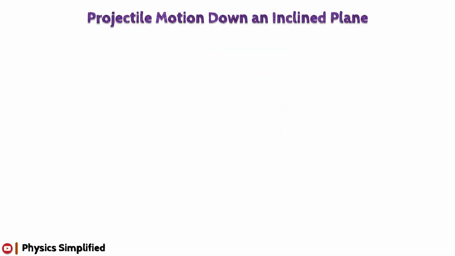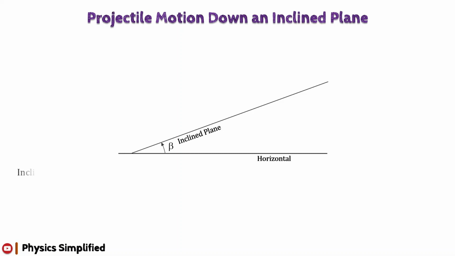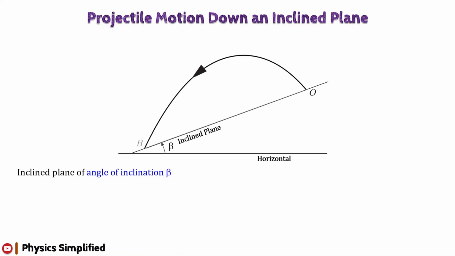Let us consider a plane, inclined at an angle beta with the horizontal, as shown in the figure. A projectile is fired from a point, say O, situated on the inclined plane. We draw a straight line from the point of projection O, parallel to the horizontal. So, this angle is also beta according to the concept of alternate angles.